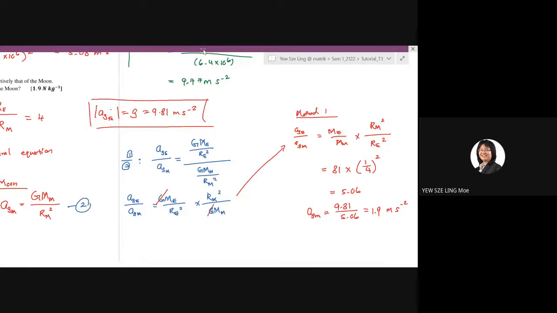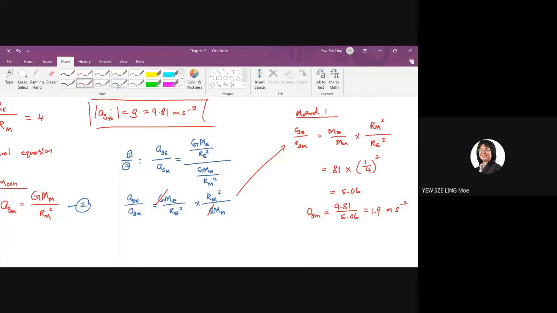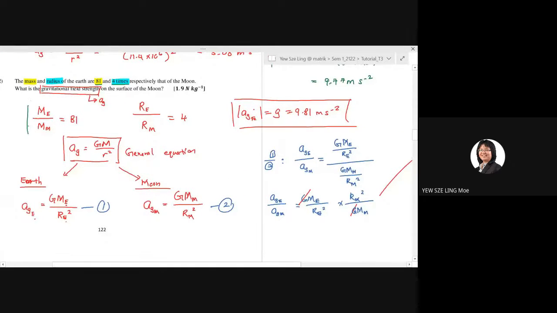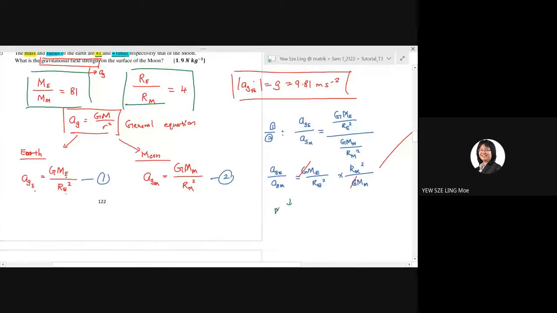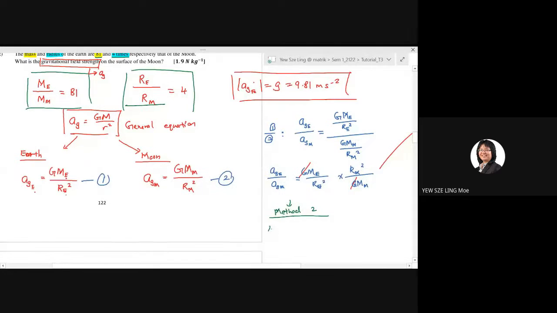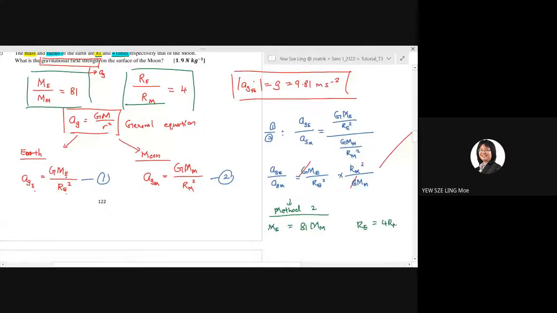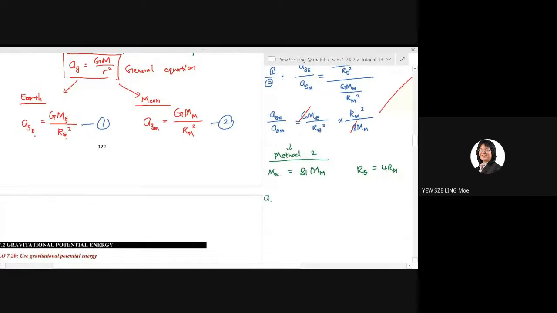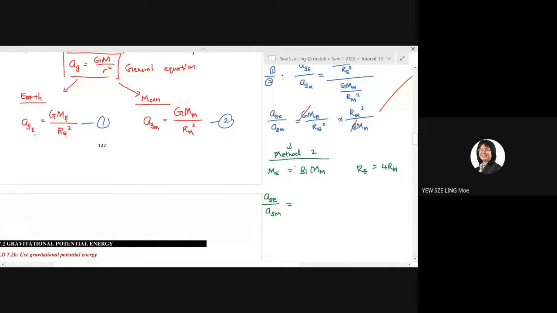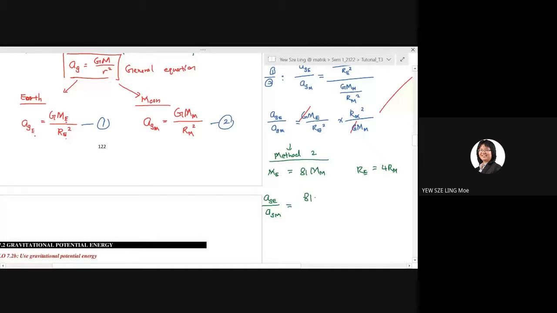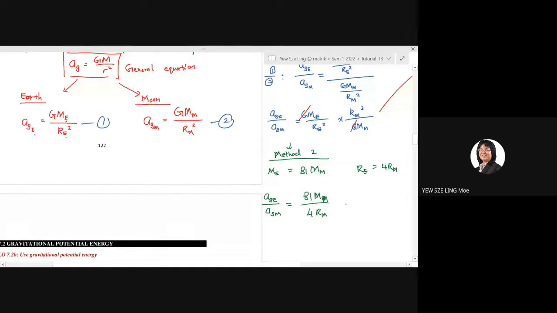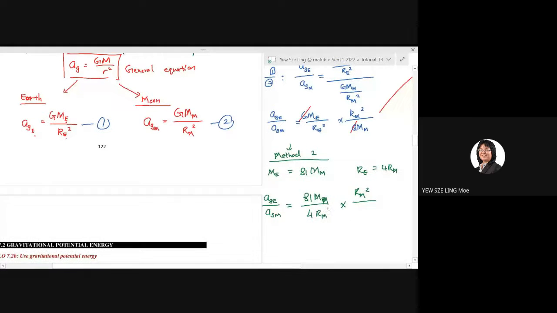Ini method pertama. Now, the second method. Sometimes students like to rearrange the equations here. Boleh juga, tak ada masalah. So method number 2, apa yang pelajar suka buat? They say, now my ME is equal to 81 MM, and my RE is equal to 4 RM. Then you plug it into the value. So AGE over AGM equals 81 MM over, now my RE is 4 RM, so 4 RM squared, times RM square over MM.